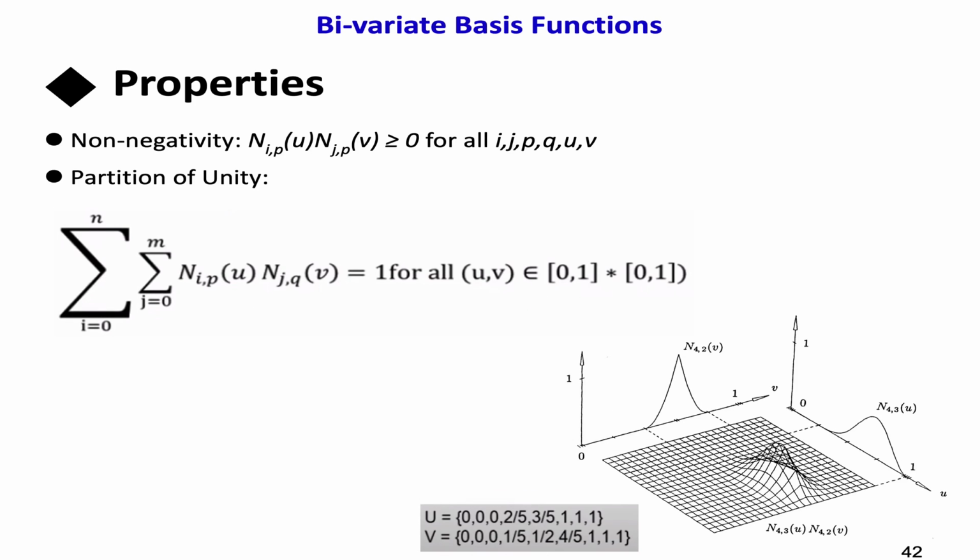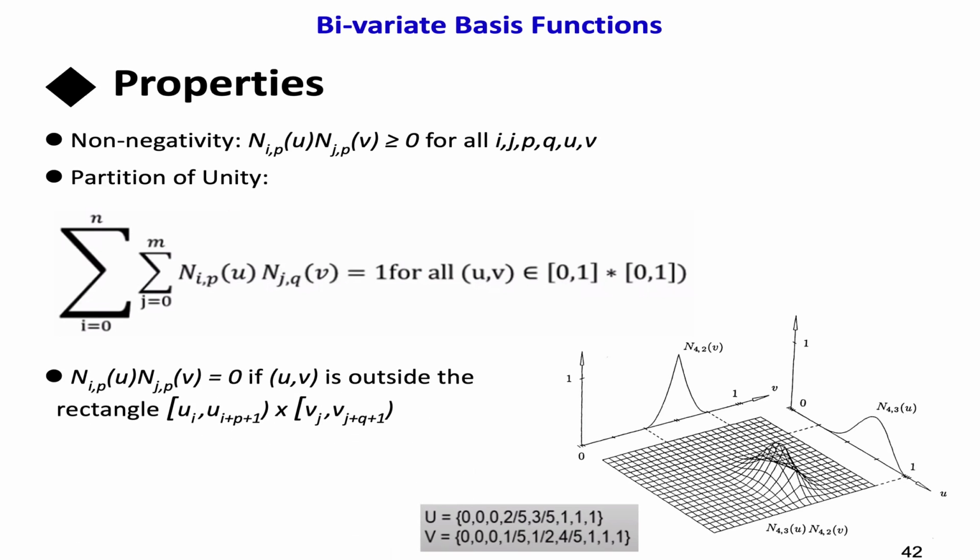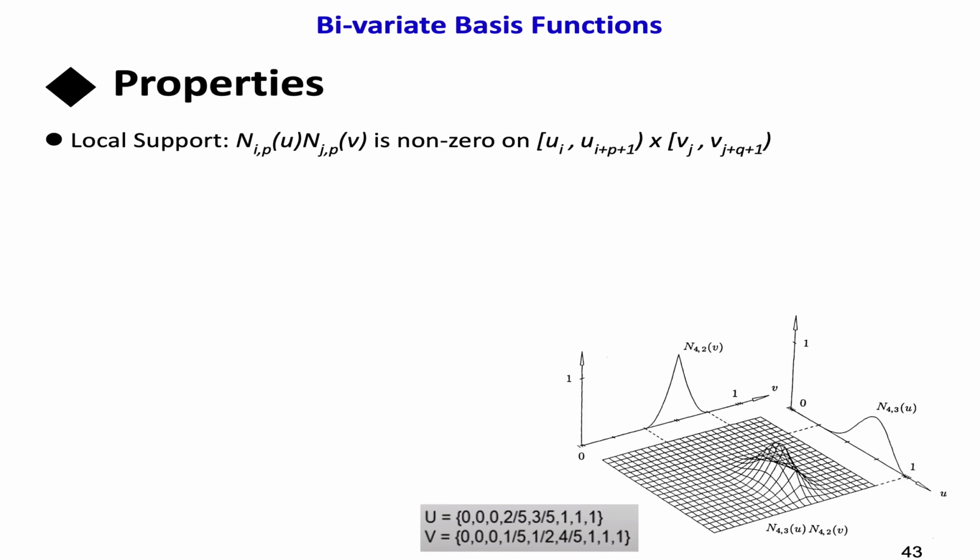Then the partition of unity. We can see from the equation here that the summation over i=0 to n, j=0 to m of N_{i,p}(u) times N_{j,q}(v) will always be 1 for all knot values belonging to this area. And the same product will be 0 if the knot value is outside this rectangle. The next property is local support. The product of these two elements is non-zero only in this area.